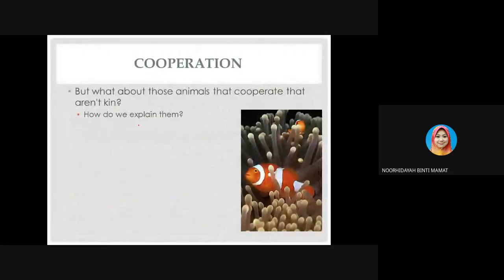Okay, that is the spike. And we go to the cooperation. But what about those animals that cooperate that are not akin? They have the cooperation, but they are not akin. So, how do we explain them?